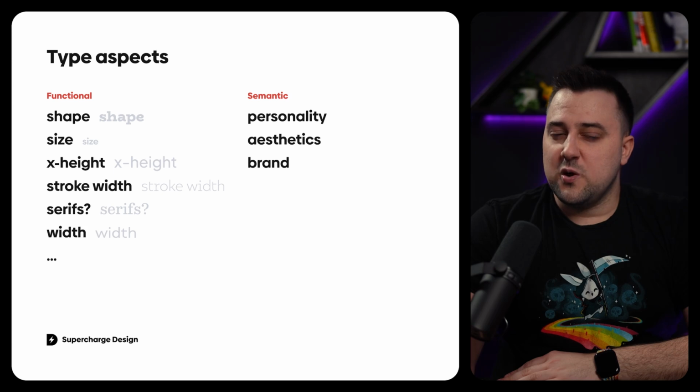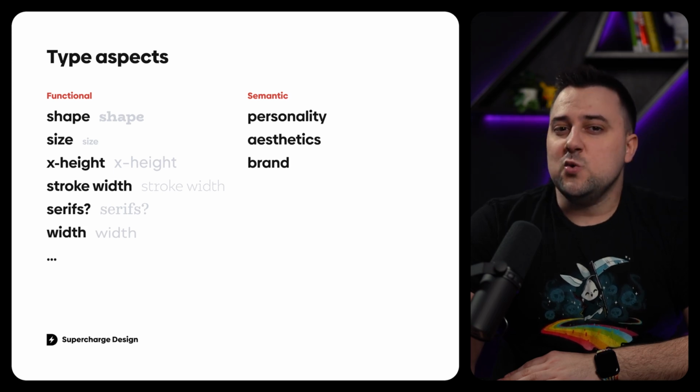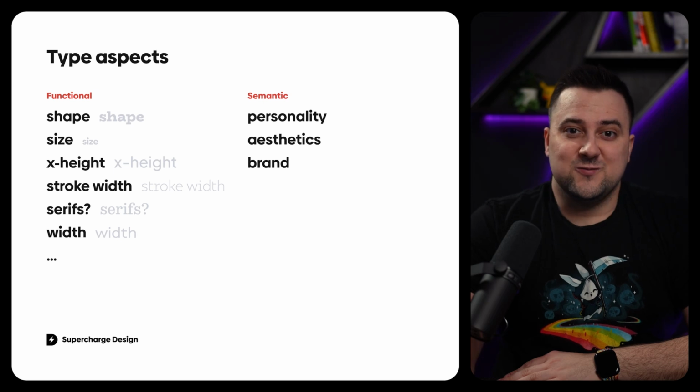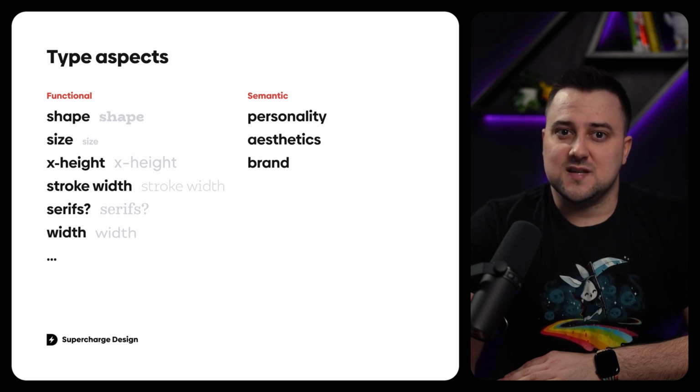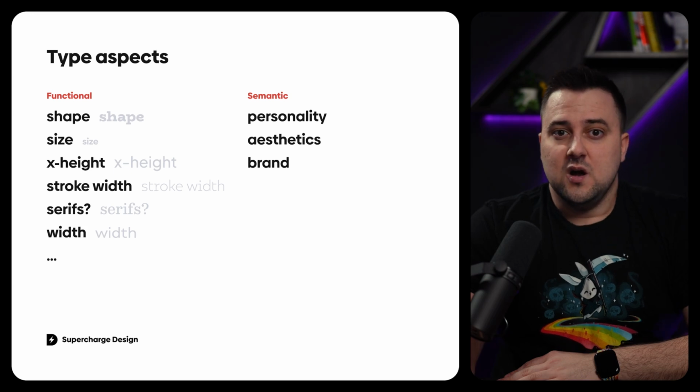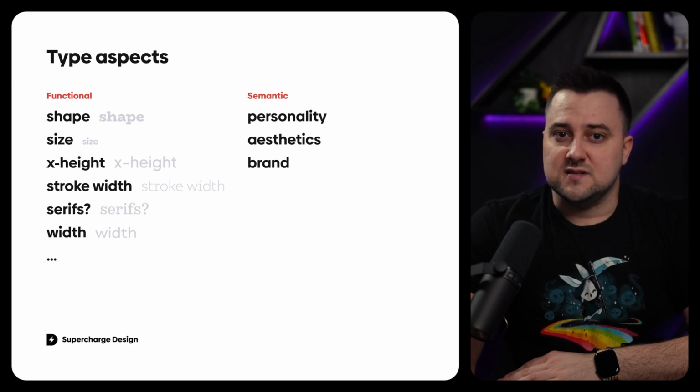When it comes to type aspects, I'd split them into a couple of categories of properties. Functional properties are connected to shape, size, x height weight, stroke width, serifs or lack thereof, character widths, inclusion of ligatures, stylistic options, sizes of counters, and more. All of those connect directly to legibility and flexibility of use.